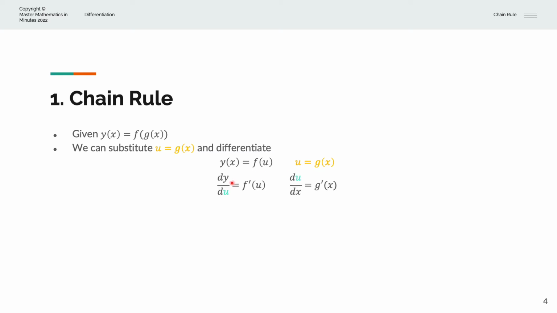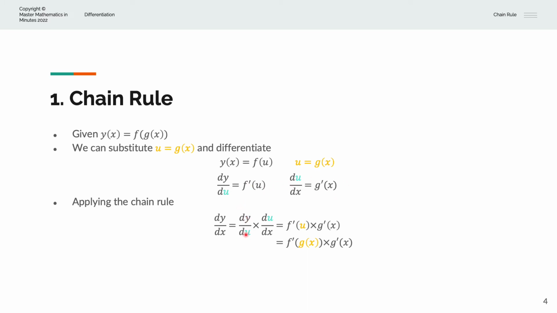So we have dy du is equal to f prime of u, and we have du dx is equal to g prime of x. And so we're able to apply the chain rule. The chain rule states that dy dx is equal to dy du multiplied by du dx. So that was the first line in the previous slide. So we'll substitute this term and this term with what we've calculated here.